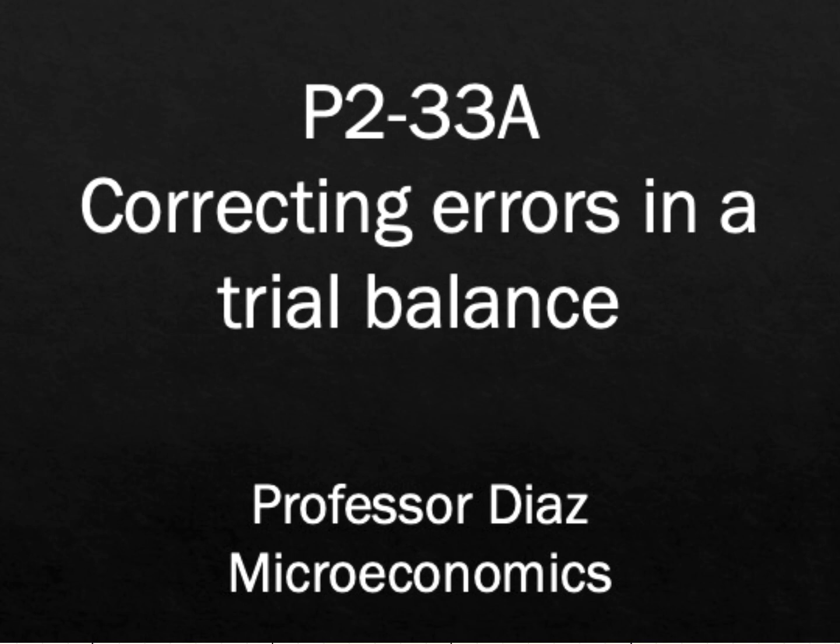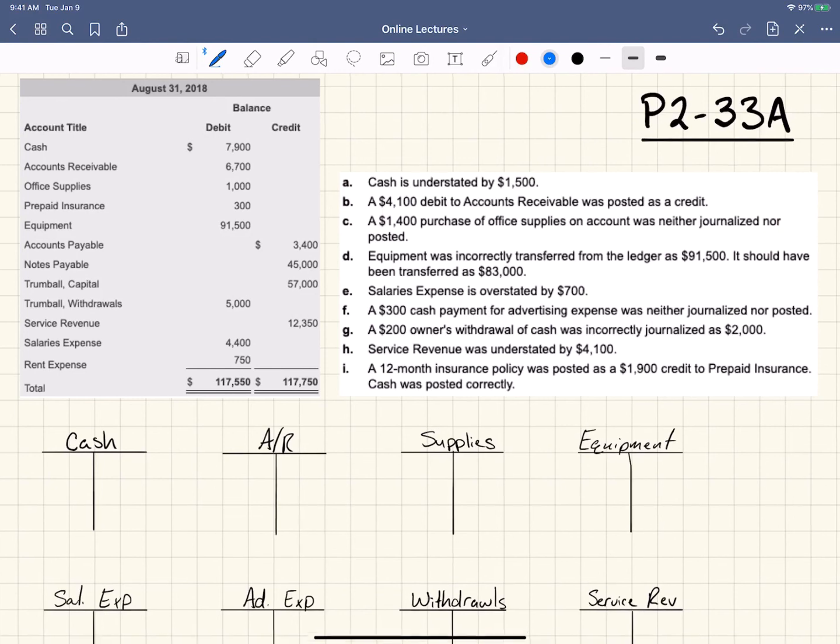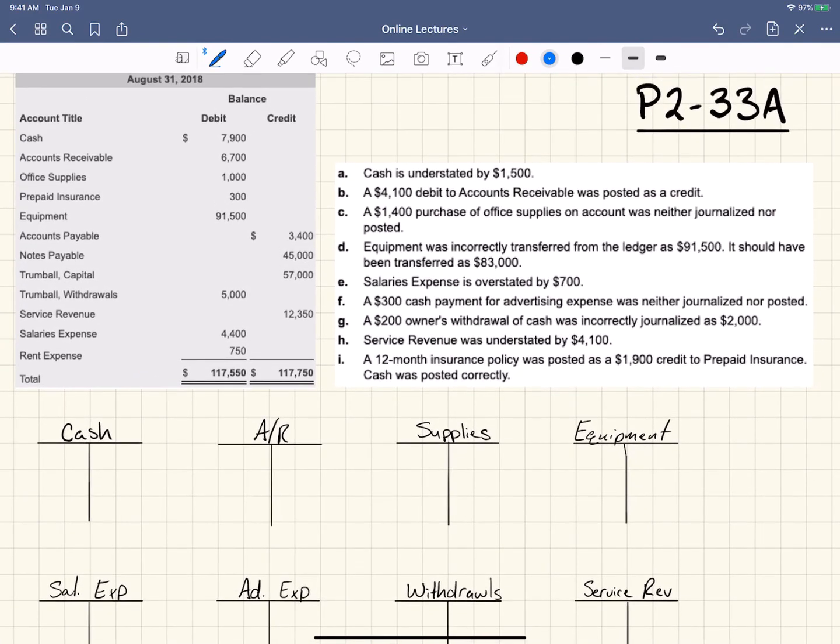P2-33A. This is a great example of fixing errors that have been stated in the accounting. But the reason we do this is not so much so that we can learn how to fix mistakes, although that is important, but really it's more about understanding the theory of accounting, right? If you can fix the mistakes, you understand more the theory of what's going on. And so that's why we're going to go through and work this problem.